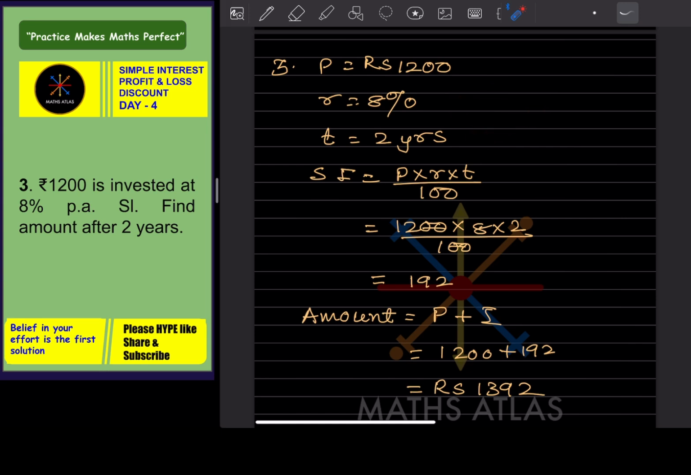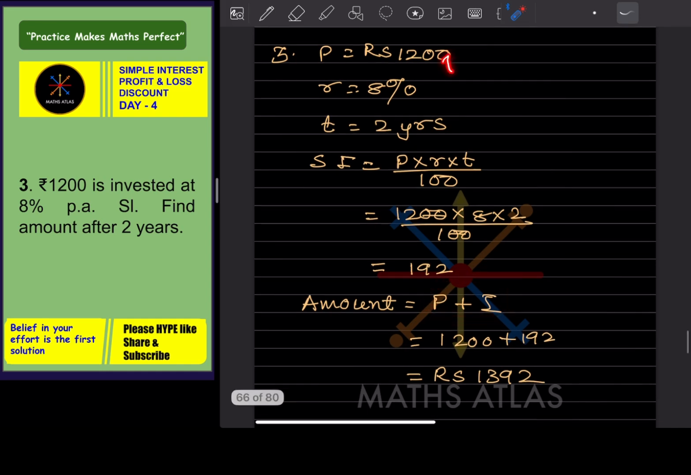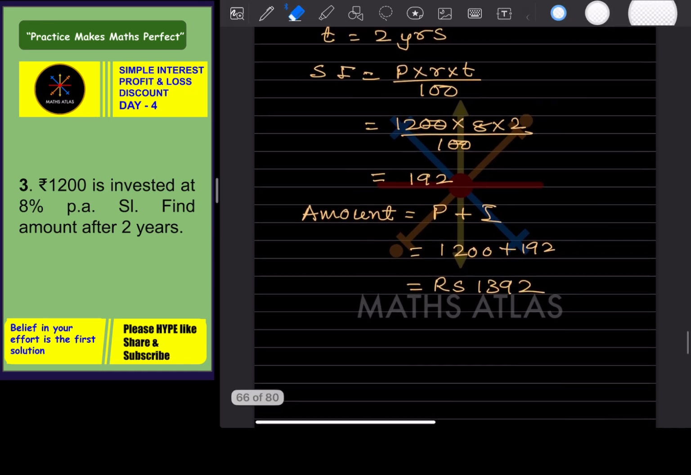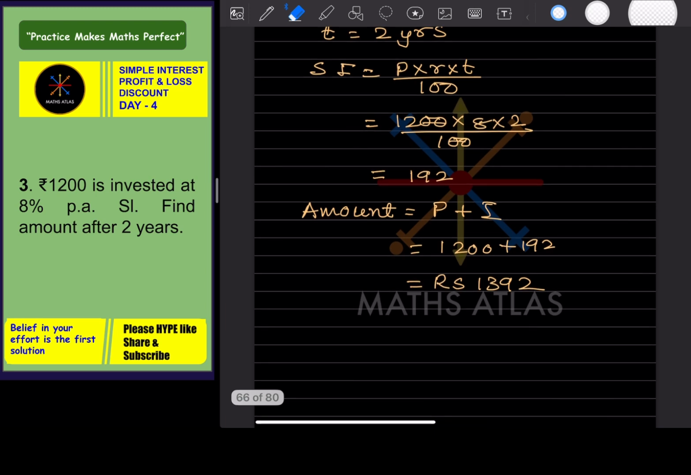So whenever we want to find out the amount, first we have to find out the interest, and then only we can find out the amount. So let us go with the formula for the simple interest. So this is 1200 into 8 into 2 by 100, that will be 192. So we got the interest as 192. So the amount is principal plus interest. The principal is given as 1200. So this will be 1200 plus 192, so it will be 1392.